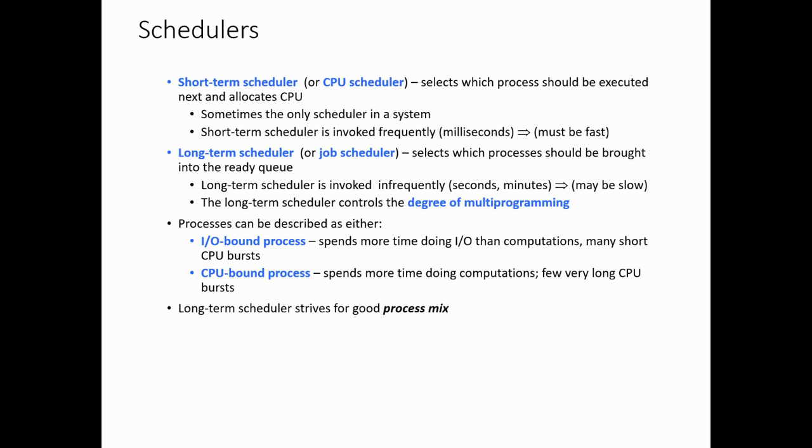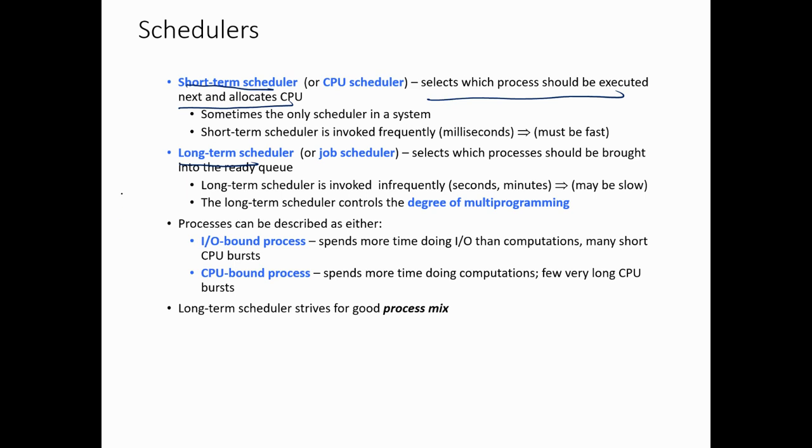So there are two types of scheduler, guys: the short-term scheduler and the long-term scheduler. The short-term scheduler is termed the CPU scheduler, and the long-term scheduler is termed the job scheduler. What is the short-term scheduler all about? Why is it given the term short, and why is the other given the term long? Let's see. The short-term scheduler selects which process should be executed next and allocates the CPU. Sometimes it is the only scheduler in a system. The short-term scheduler is invoked frequently, in milliseconds, so it must be fast.